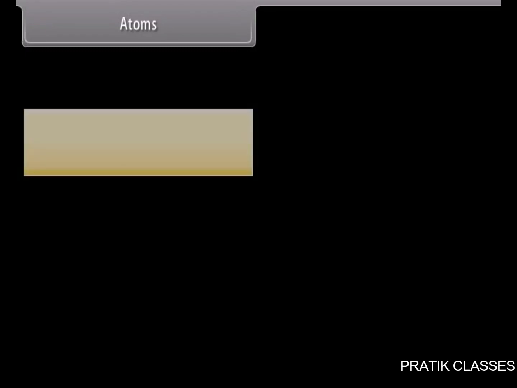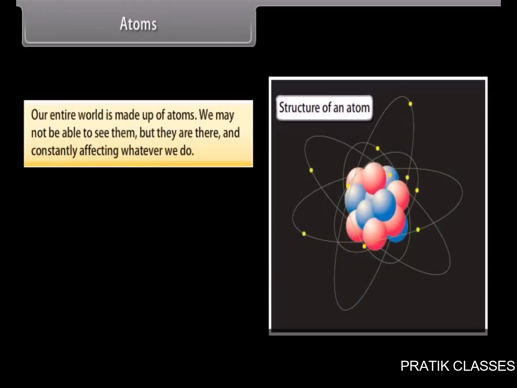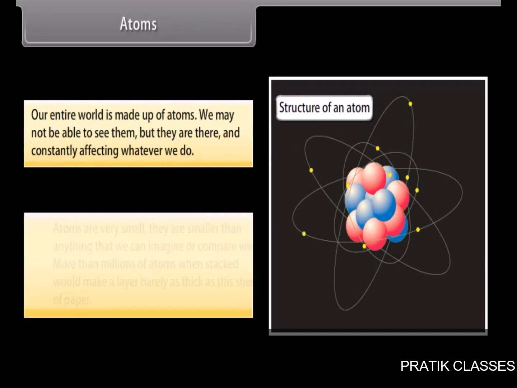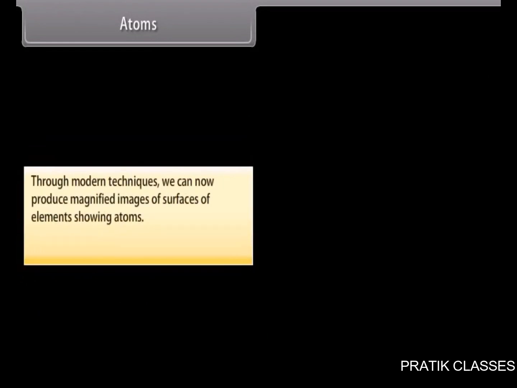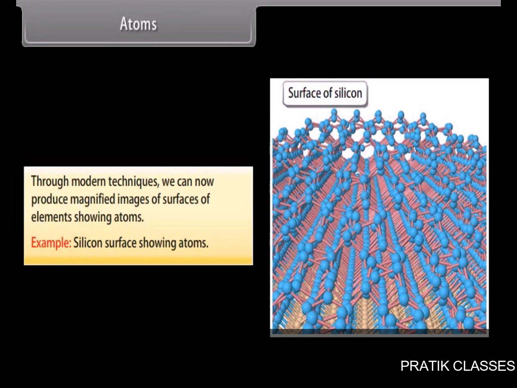Atoms. Our entire world is made up of atoms. We may not be able to see them, but they are there and constantly affecting whatever we do. Atoms are very small, smaller than anything that we can imagine or compare with. Millions of atoms, when stacked, would make a layer barely as thick as this sheet of paper. Through modern techniques, we can now produce magnified images of surfaces of elements showing atoms. Example: silicon surface showing atoms.